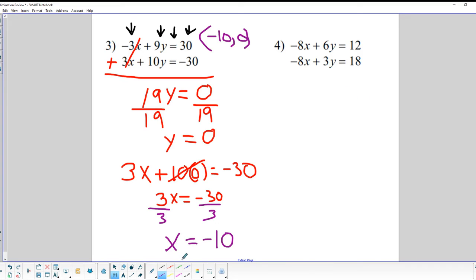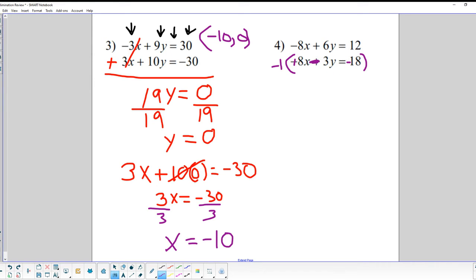Now, the other example that we looked at yesterday was, what if we don't have an opposite in one of the columns? What if they're identical like they are in this column? Well, in that case, we're going to make them an opposite. In order to do that, we multiplied one of the equations by negative 1. And when we do that, we end up with 8x minus 3y and negative 18 in that second equation.